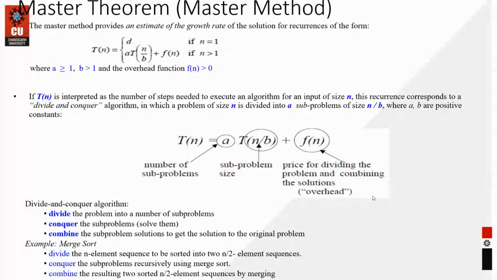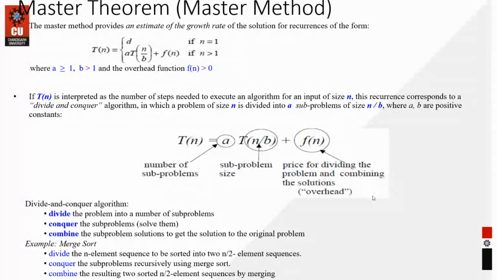Before applying the master theorem, we need to know which kind of algorithm we would be applying this concept to. So this is the master theorem, and you need to understand this formula. a is the number of sub problems. In the case of merge sort, we have many sub problems. Then T of n by b means sub problem size, and the function is the price of dividing the problem and combining the solutions. So sub problem size, number of sub problems, and this is the T of n. In this way you need to understand.